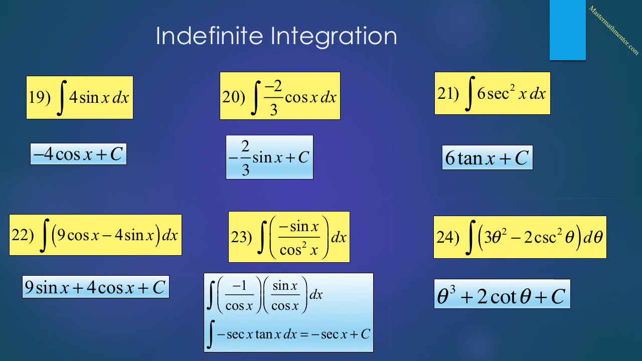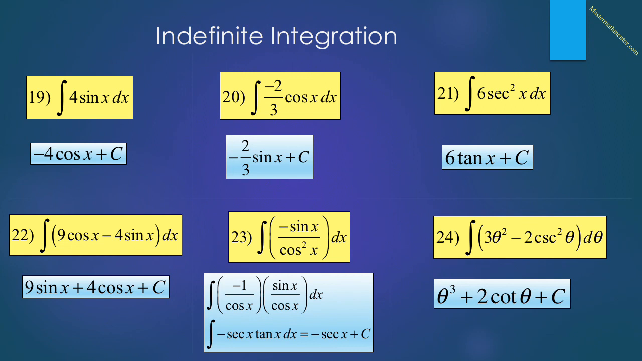22 reads the integral of 9 cosine x minus 4 sine x dx. This is 9 sine x plus 4 cosine x plus c. 23 reads the integral of negative sine x over cosine squared x dx.